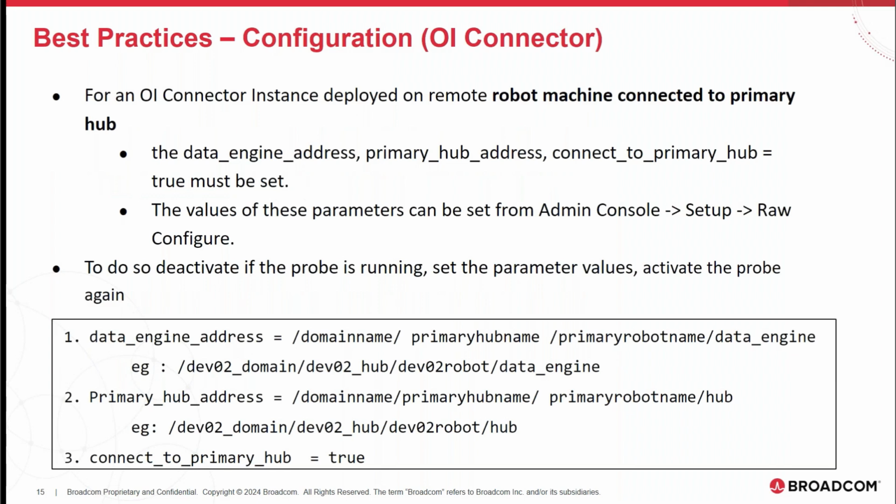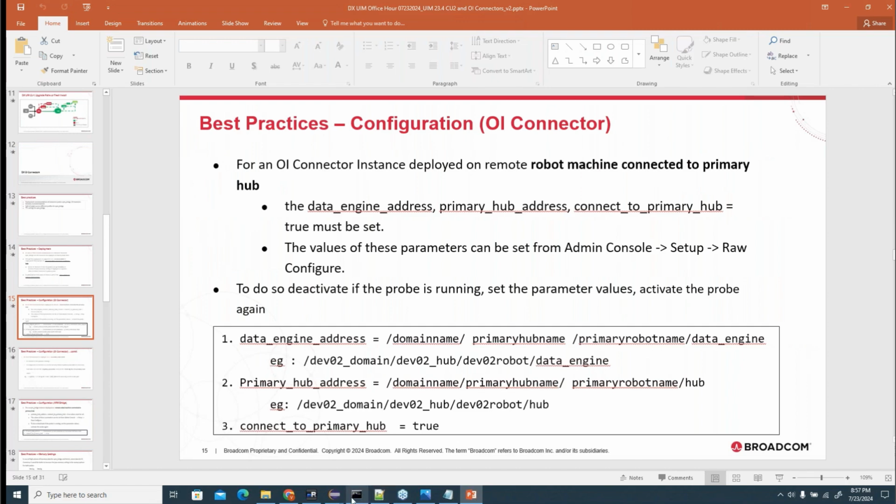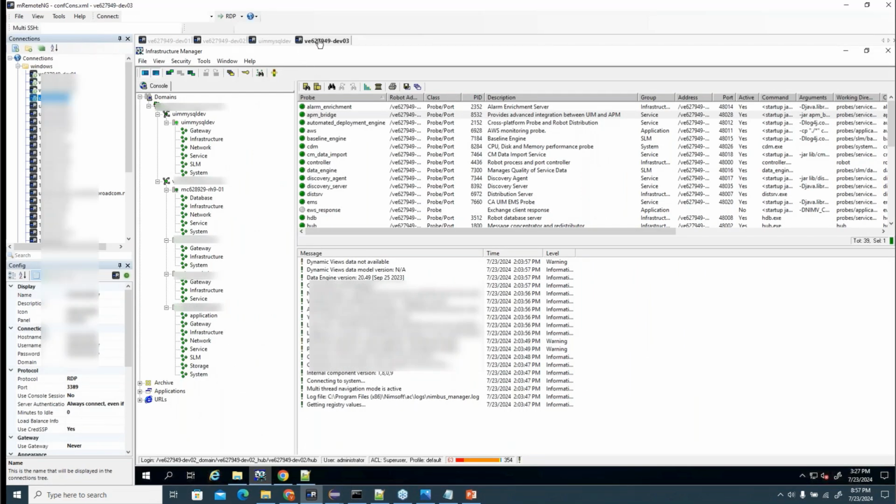So what are the configuration options to deploy both APM bridge and OI connector on remote robots connected to primary hub? There are three important parameters for OI connector especially. One is the data engine address, the primary hub address, and the connect to primary hub parameter. I'll just show you where exactly they are so that you get an understanding.